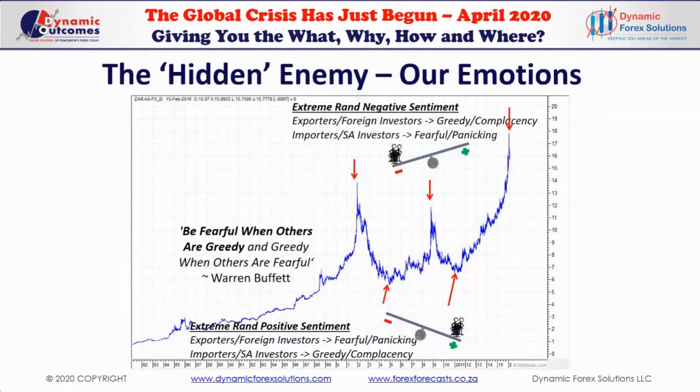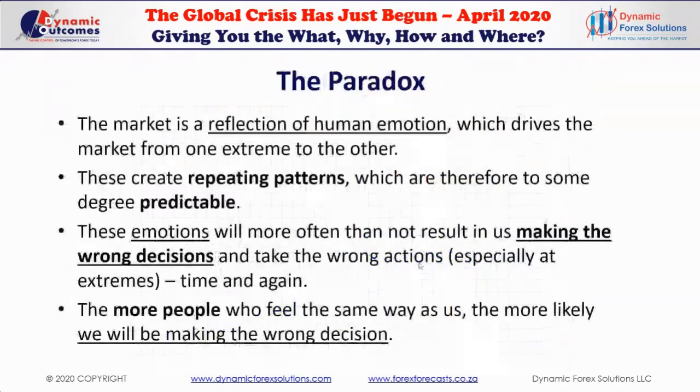Okay, Claudel, thanks very much for your feedback there. So just to summarize, then, with the paradox, which it's important to understand with what we're going into now: the market is a reflection of human emotion, mass human emotion, which tends to drive the market from one extreme to the other. And these create repeating patterns, which are therefore to some degree predictable. These emotions will more often than not result in us making the wrong decision and taking the wrong actions, especially at the extremes. And this happens time and time again.